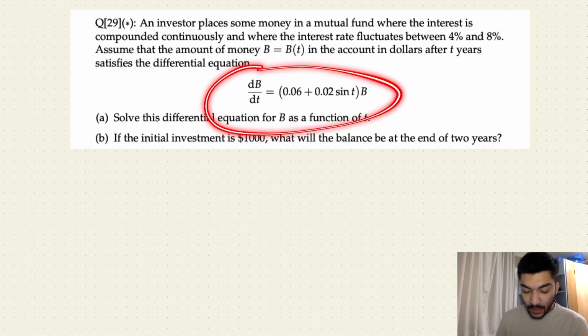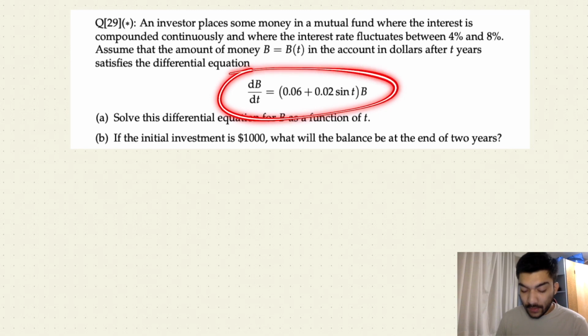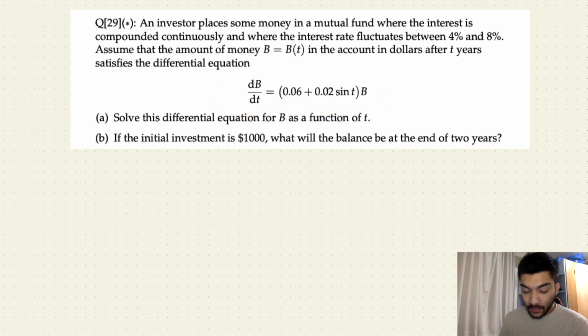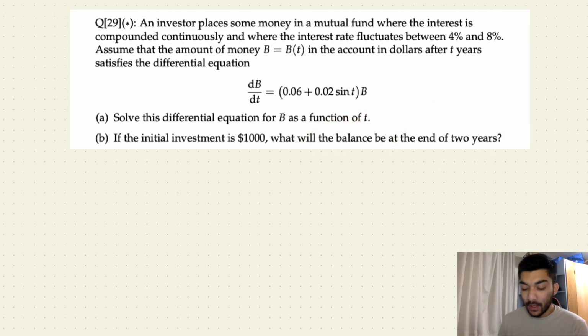Now we have understood the context of this differential equation. Based on it, we have to solve for B as a function of time, and also find the balance at the end of 2 years. Since it's compounding and the rate is always between 4% and 8%, we'll definitely expect a higher value than $1,000, an increase in the amount of money deposited into the mutual fund.